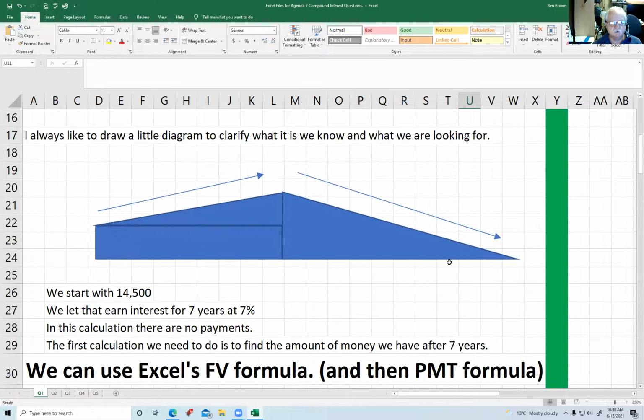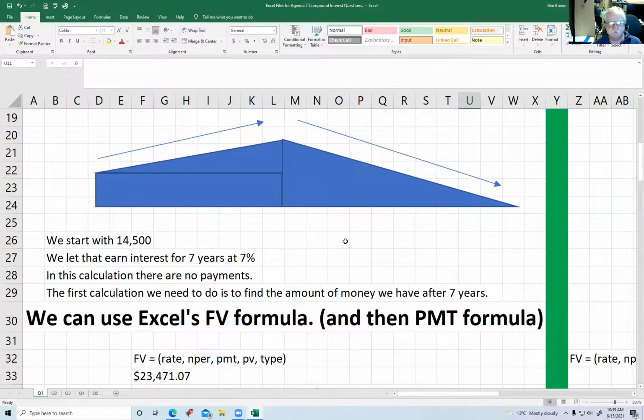So I like to sort of draw a diagram to help me get clear in my mind what's going on here. At this point here is the 14,500. It's going to earn interest for 7 years at 7%. And so we have to know how much money ended up at the top here. And then for another 10 years, they take out payments. And so first off, we've got to move this money forward.